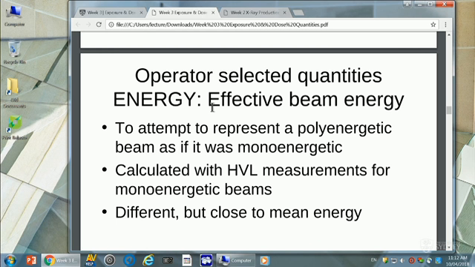Now, what this tries to do is represent a polyenergetic beam. There is more than one energy in there, but it tries to represent this as if it was monoenergetic. So what would be the best single energy that would represent this polyenergetic beam? Now, this is what happens. It's important to keep your energy levels up for the next 5 minutes.